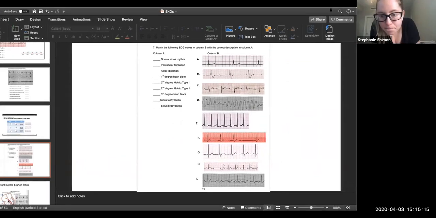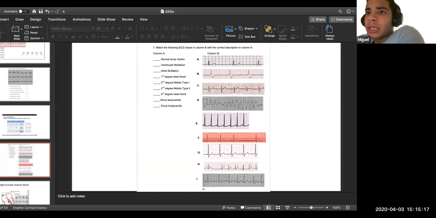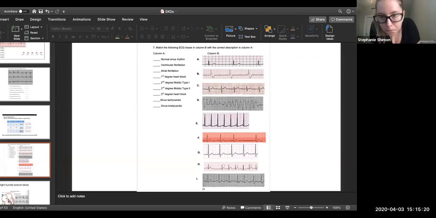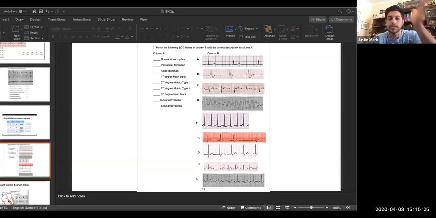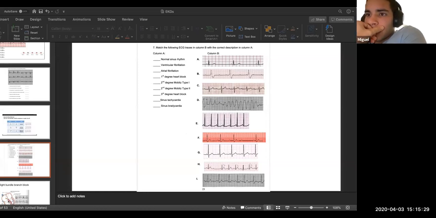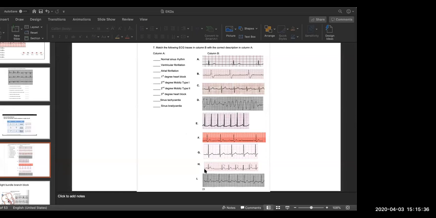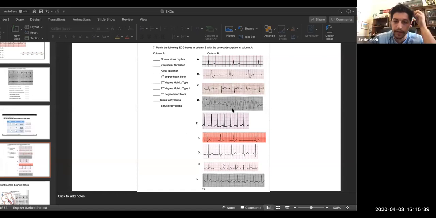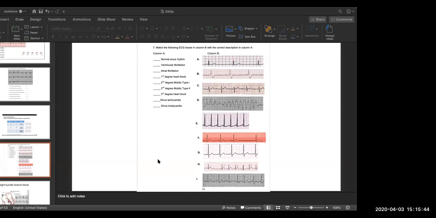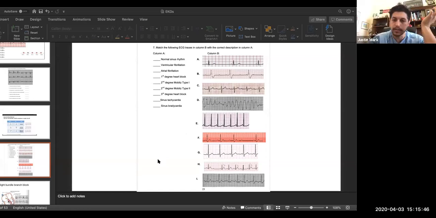So just shout it out. A, sinus bradycardia. Sinus rhythm is G. Let's go down column A and match it up with column B. Which one of these is normal sinus? G. Oh, wait, normal sinus. Yeah. G, right. I'm assuming that, other than the pattern recognition for something like this, you're calculating the heart rate and looking at PQRST, PQRST. You should really get in the habit of doing that.